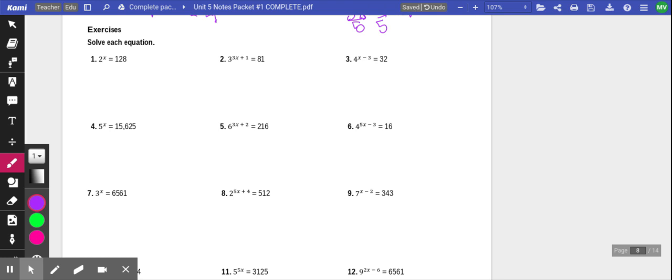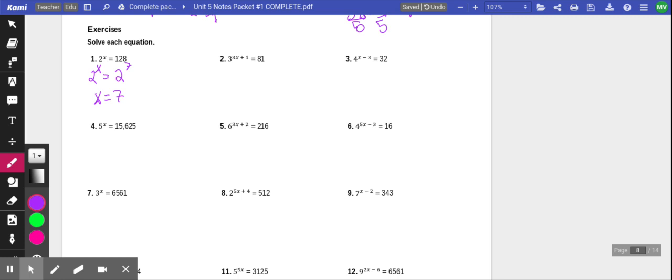So now I'm going to do another one. So I have 2 to the x equals 128. I want to write 128 as a base of 2. So I try on my calculator. I'm going to try 2 to the 5th. Oh, that's 32. I need to go bigger. 2 to the 6th is 64. 2 to the 7th is 128. So since 2 to the 7th equals 128, I'm going to write this as 2 to the x equals 2 to the 7th. And now they have the same base, so I can just say the exponents are equal. So x equals 7.